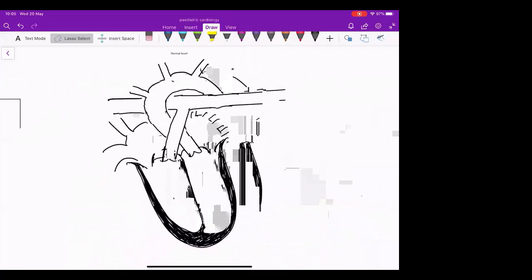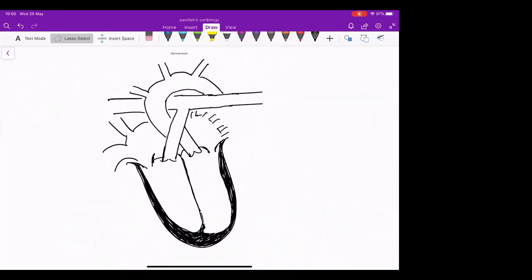Okay, so PDA, let's get started. So what is a PDA? I mean, they're all senior people on this chat at the moment, but who cares? Let's go through it anyway.